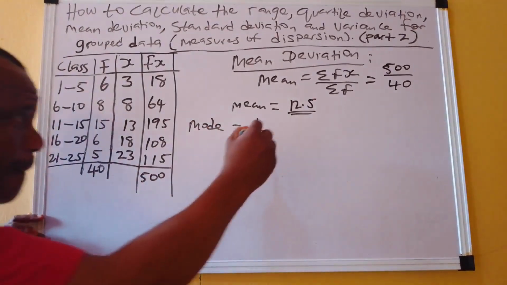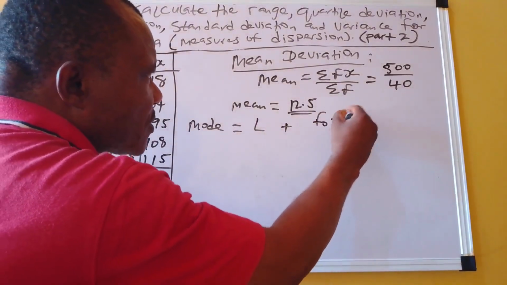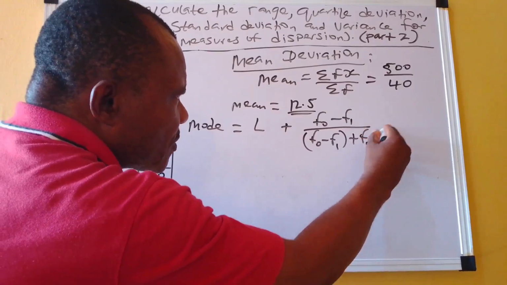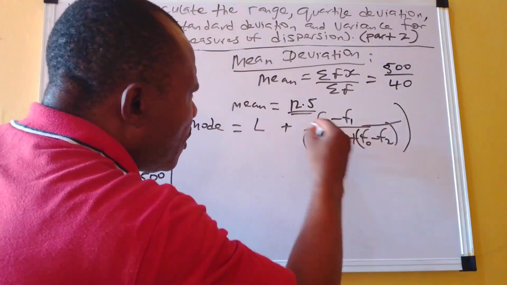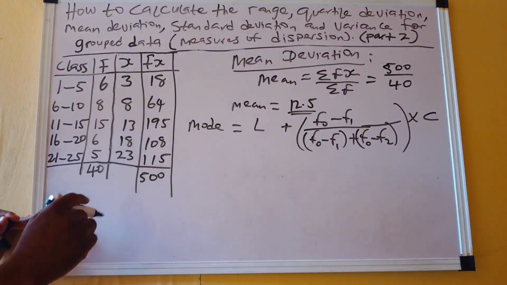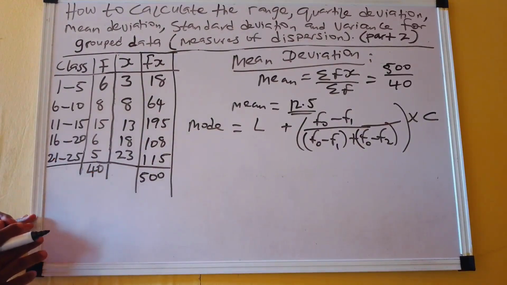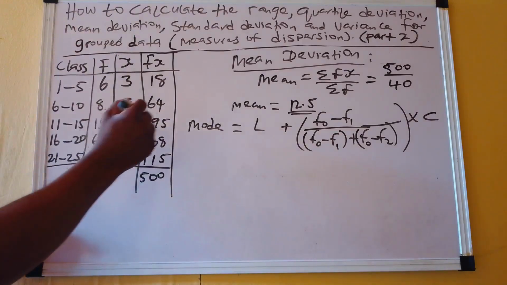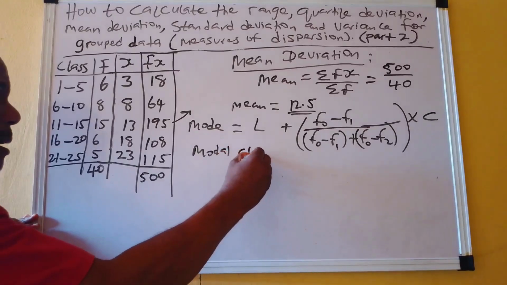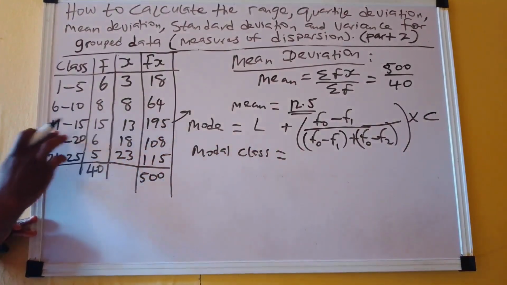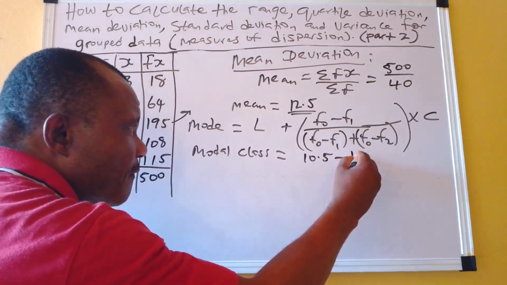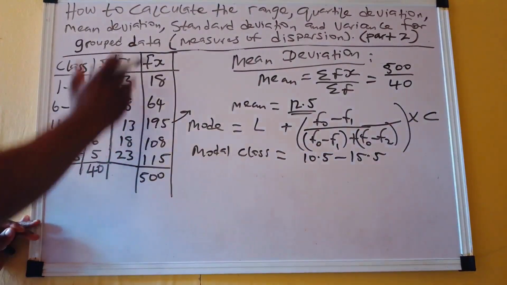Our mode is equal to L plus F0 minus F1 all over F0 minus F1 plus F0 minus F2, all times the class size or the class width. Now it is good we know the modal class. How do we detect the modal class? We detect the modal class from the highest frequency. So this is the highest frequency. So the modal class falls between 11 to 15. So we are taking the class boundaries, it will be 10.5 to 15.5. We are taking the class boundaries, that's what we use.